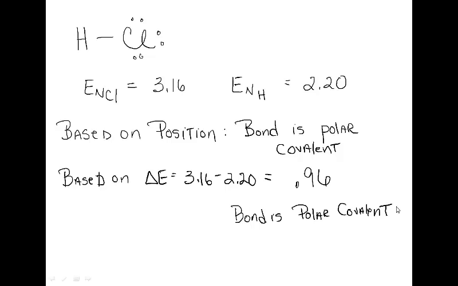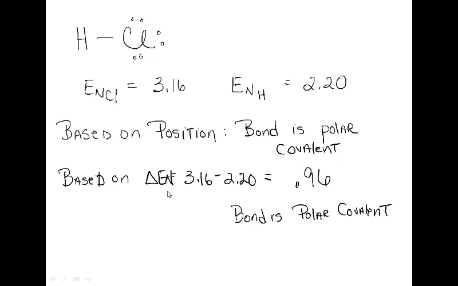If you're actually given the values for both of those elements in the bond, then you're going to calculate the change in electronegativity, sorry, that should be ΔEN, and determine the polarity or non-polarity of the bond, or the type of bond from that.